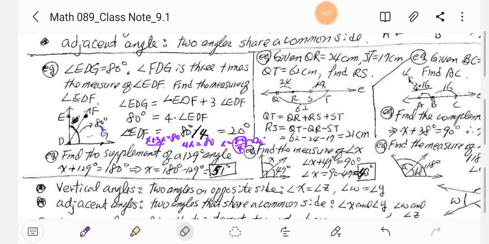Okay, so let's try the next one. Now find the supplementary angle, the supplement of 129 degrees. So supplementary angle means what? The sum of two angles will make 180. So you have 129 already, so 129 plus another angle will make 180. Then the supplement of this angle will be, so minus 129 on each side. So x is 51 degrees.